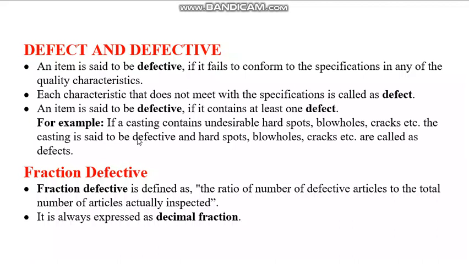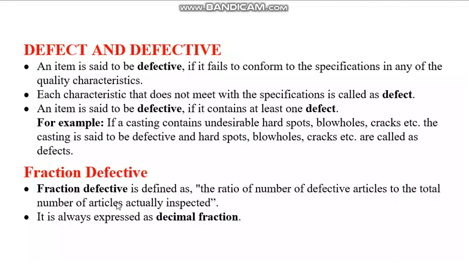For example, if a casting contains undesirable hard spots, blowholes, cracks, etc., the casting is said to be defective, and these hard spots, blowholes, cracks, etc. are called defects. So in one defective part there can be many defects. You differentiate between defect and defective. Now next let us talk about fraction defective.